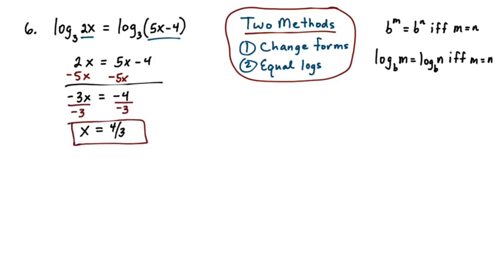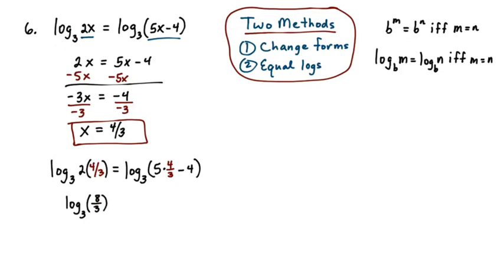and you get 4/3. Now to check it, let's go ahead and plug in 4/3 into the original equation. Now on the left side, you have 2 times 4/3. That's like 2 over 1 times 4/3. When you multiply, you get the log base 3 of 8/3. Now on the other side, when you multiply here, you're going to get 20/3 minus 4. And if you have to, use your calculator to help you do that, but you end up getting the same thing, the log base 3 of 8/3. And so these are equal.